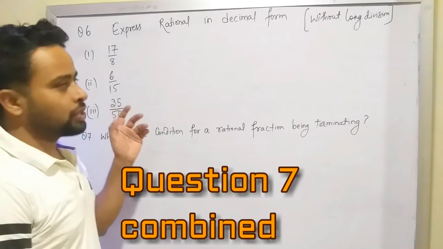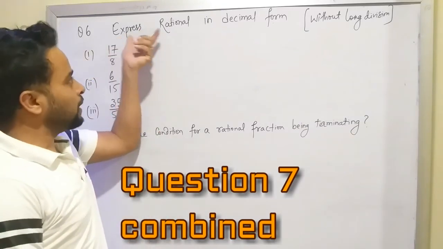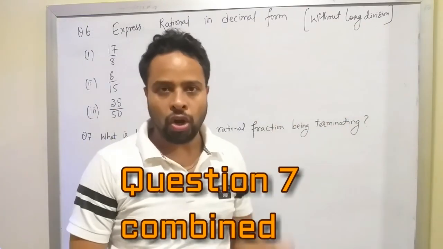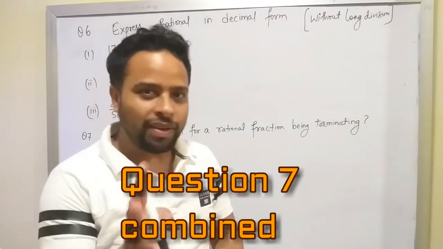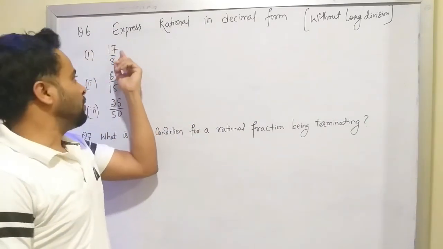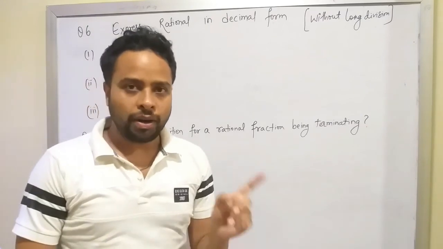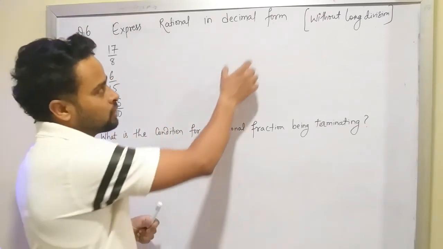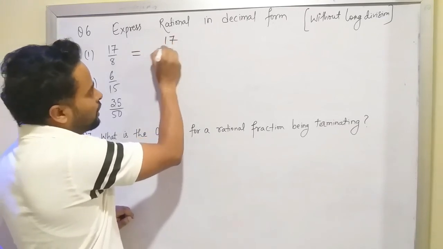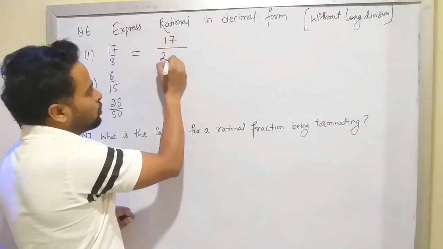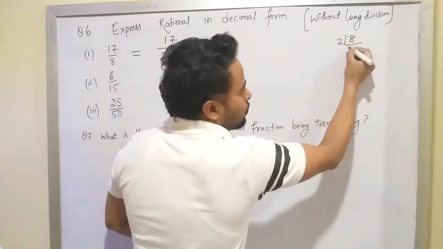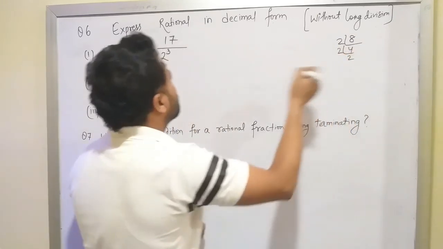So here we go with question number 6. It says express the rational number in decimal form without long division, divide nahi karna hai. So without dividing, we have to express this 17 by 8 in terms of decimals. What we do is, let us write 17 only. 8 can be written as 2 cube, 2 into 2 into 2.